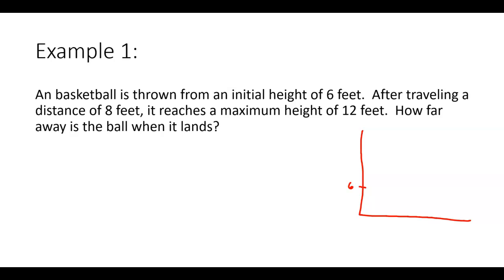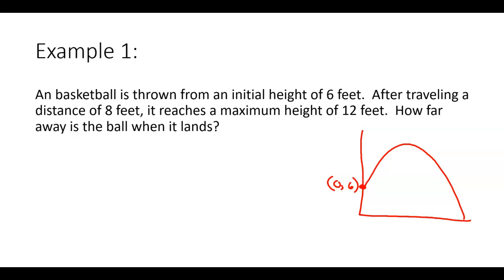Now they say we're throwing a ball, so it goes up obviously and it comes down. So you're just going to draw like a little parabola shape there, right? Now the rest of this is just going to be labeling the points. So a basketball is thrown from an initial height of 6 feet. So this is a point. What are the coordinates of this point? 0 and 6, right? That's the starting height.